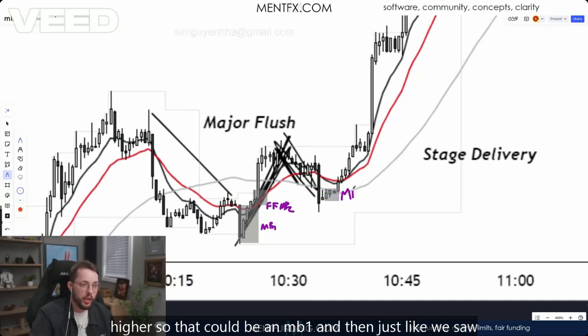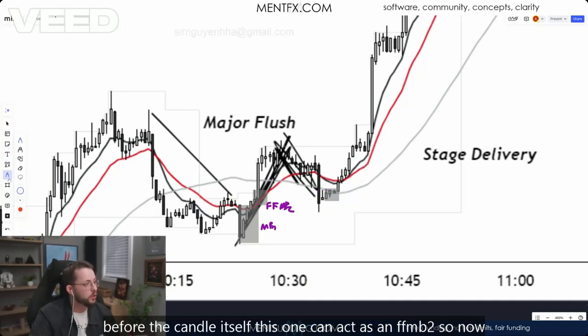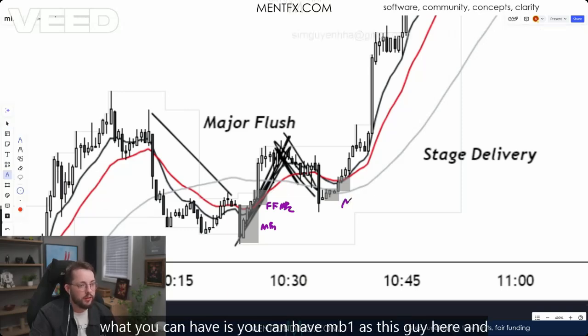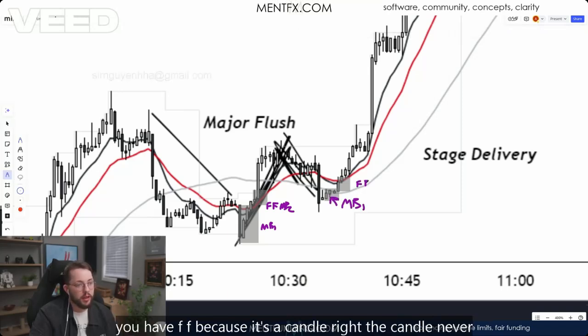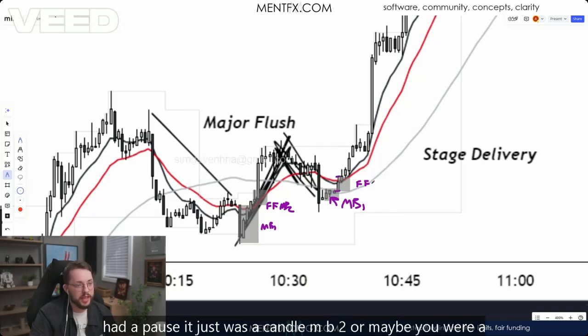So that could be an MB1. And then, just like we saw before, the candle itself, this one, can act as an FFMB2. So now you can have MB1 as this guy here, and you have FF because it's a candle, right? The candle never had a pause. It just was a candle, MB2.